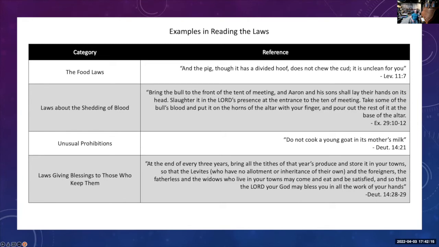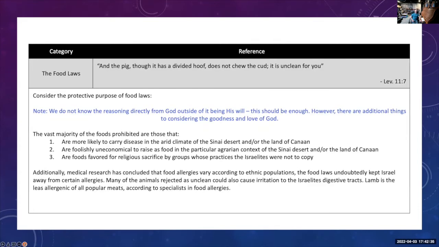And then there are many laws that have blessings tied to them. At the end of every 3 years, bring all your tithes of that year's produce and store it in your towns, so that the Levites, who have no allotment or inheritance of their own, and the foreigners, the fatherless, and the widows who live in your towns may come and eat and be satisfied, so that the Lord your God may bless you in all the work of your hands. Food laws.